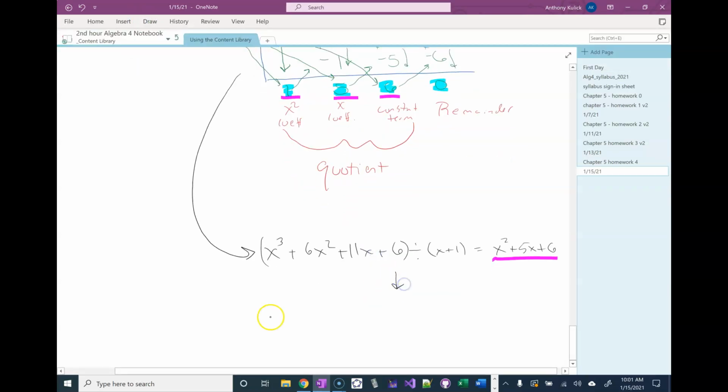And this then would tell us that x cubed plus 6x squared plus 11x plus 6 is equal to x plus 1 times x squared plus 5x plus 6. And we've done that part going forward from there, right?